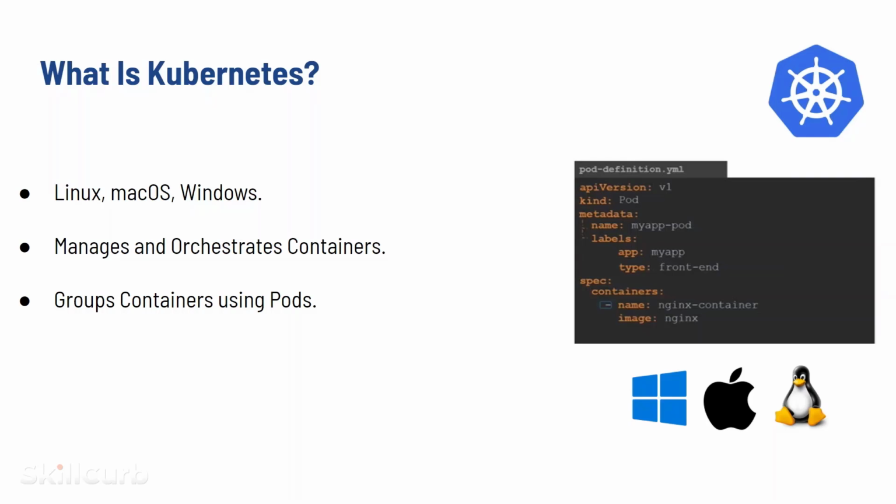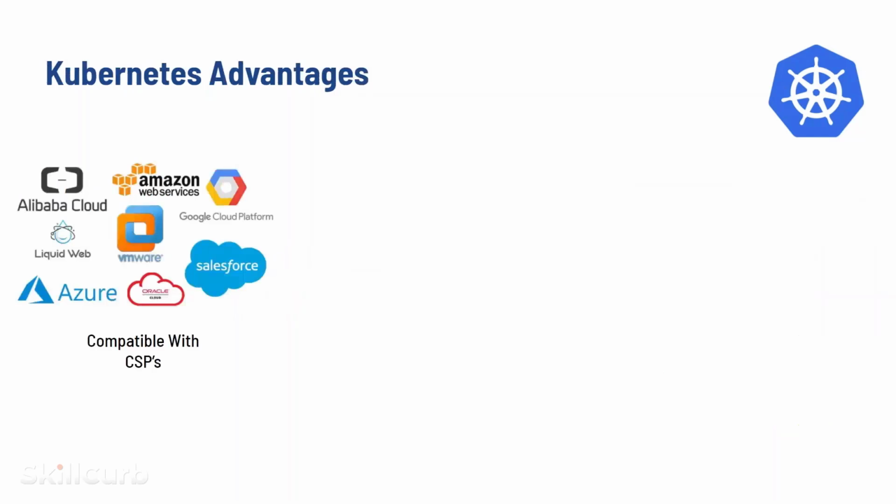Using Kubernetes in your DevOps architecture has many benefits. Let's have a look at 3 benefits that Kubernetes has to offer. The first benefit is that it is compatible with multiple CSPs. These include AWS, Azure, GCP, and OCI. If you don't know what CSPs are, they are cloud service providers.